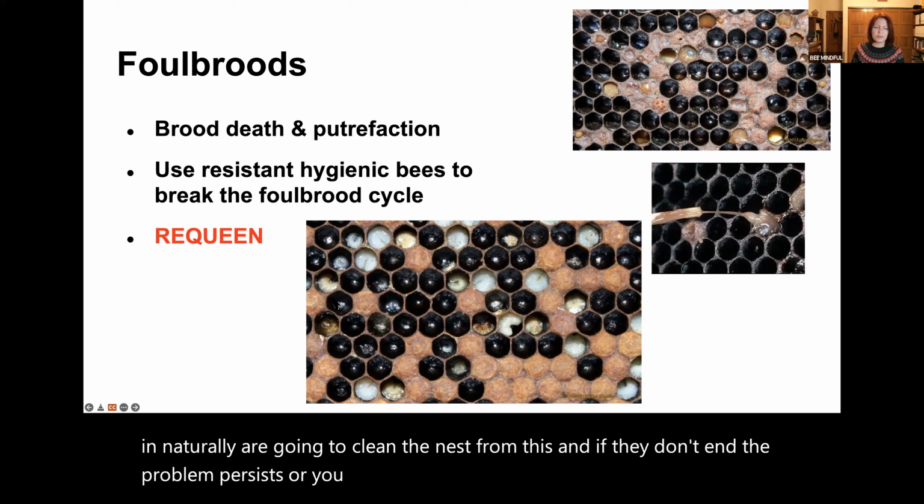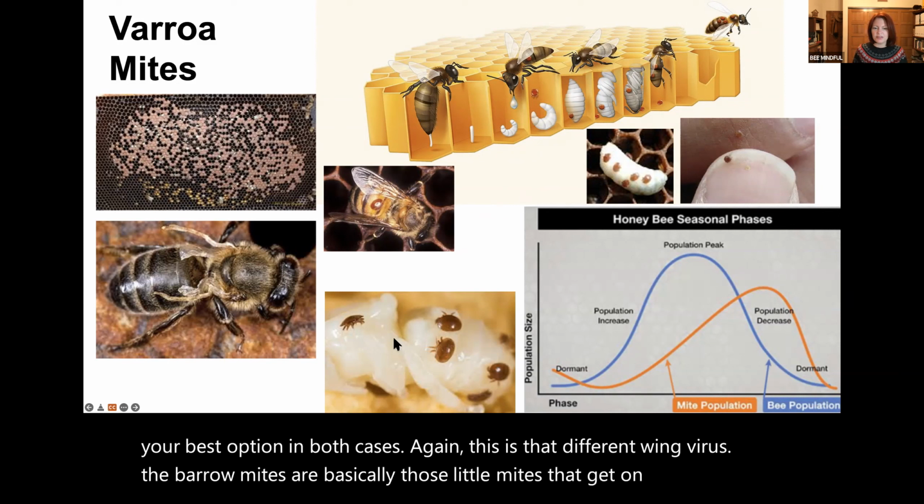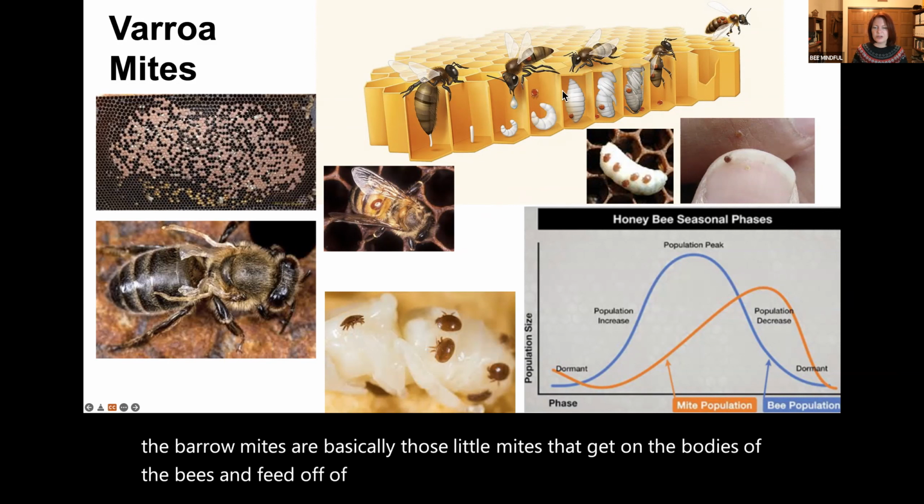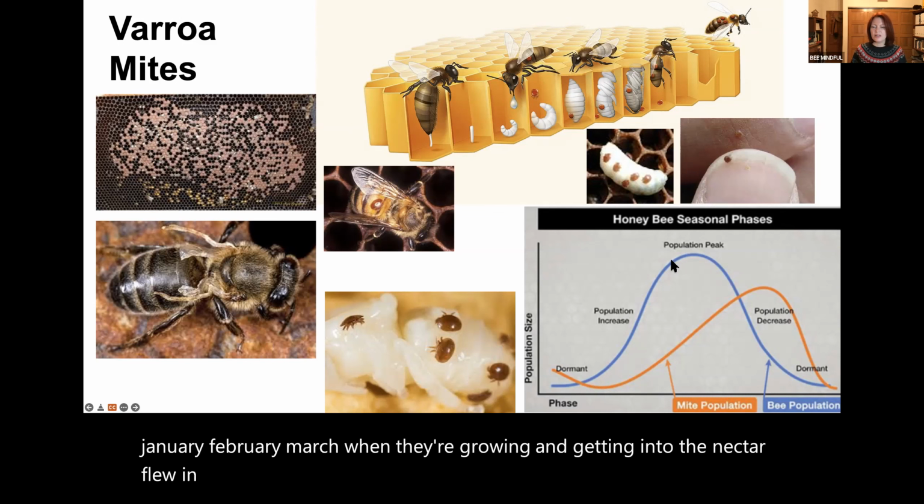Again, this is that deformed wing virus. The Varroa mites are basically those little mites that get on the bodies of the bees and feed off of their bodies and transmit diseases in the process. But usually that's not an issue when we're in a period of expansion, when the colonies are growing in like January, February, March, when they're growing and getting into the nectar flow in April in Nigeria.